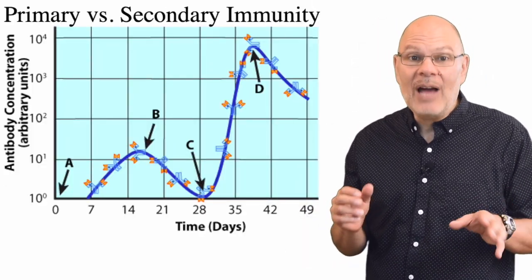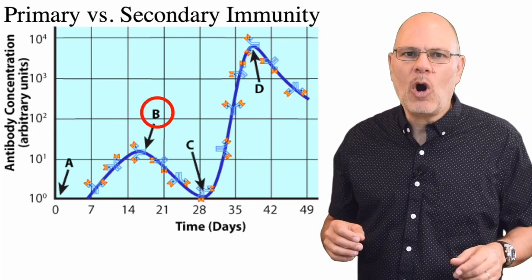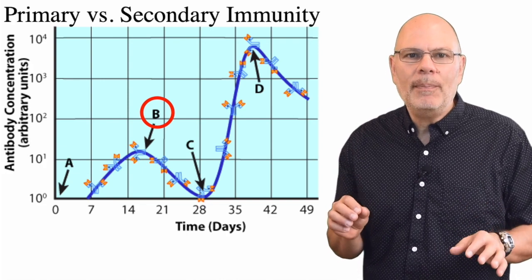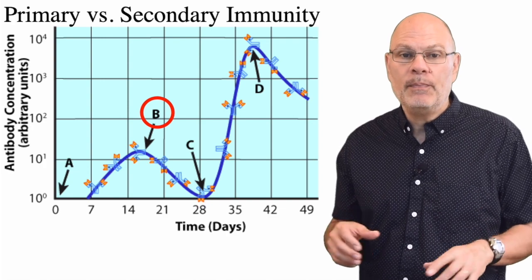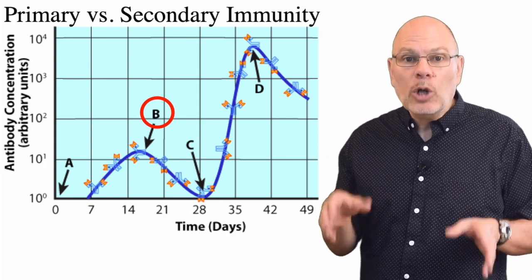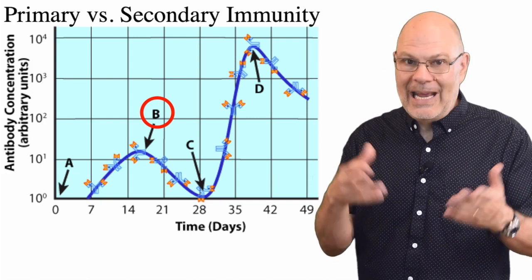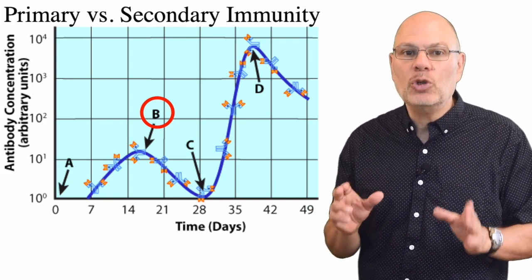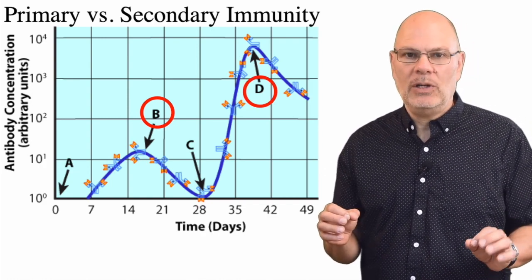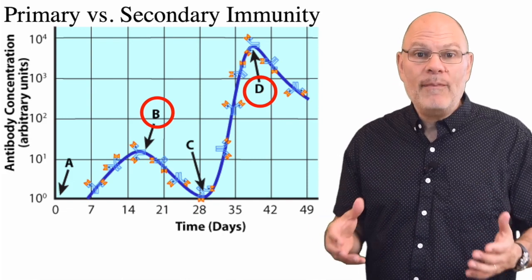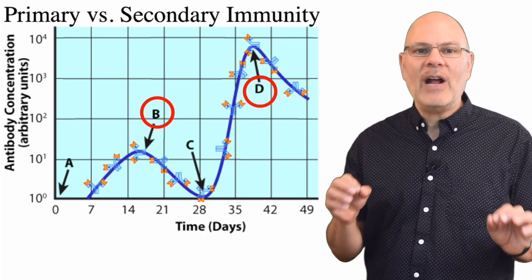This graph says it all. The x-axis is time in days. The y-axis is how many antibodies are in your bloodstream. The units are arbitrary. The response shown at B is called primary immunity. It's your initial response to the pathogen. Over the course of a few days, clonal selection enables you to produce antibodies that fight off the pathogen. By day 28 in this graph, you're back to normal. Now, let's say you get infected again. This is secondary immunity, and it's shown at D. You have memory cells, so you produce many more antibodies. The pathogen never has a chance.